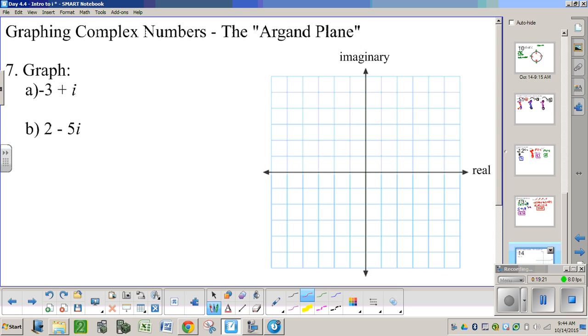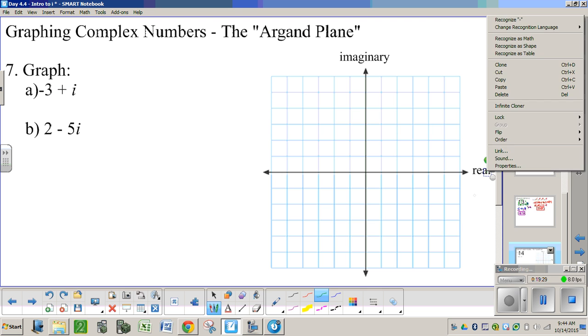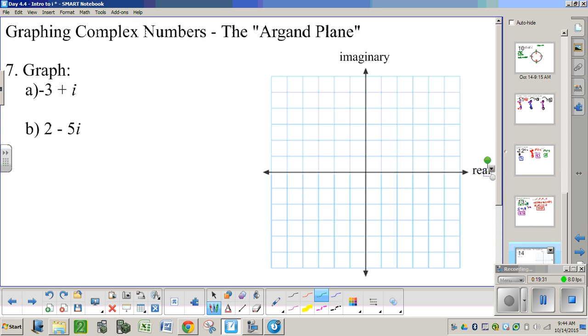All right, let's do a little graphing. These are pretty easy. If I want to graph negative 3 plus i, I have to follow the real axis, which is just like your x, okay? And then I'm going to follow my imaginary axis, which is like my y-axis. So to graph negative 3 plus i, I would just go to the left 3 places, 1, 2, 3, there's my negative 3, and then up 1. So negative 3 plus i ends up being right there in, remember, the second quadrant.